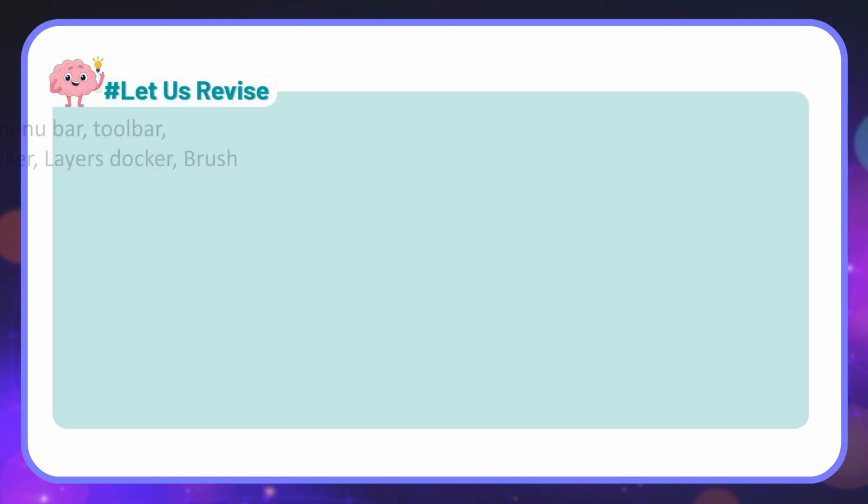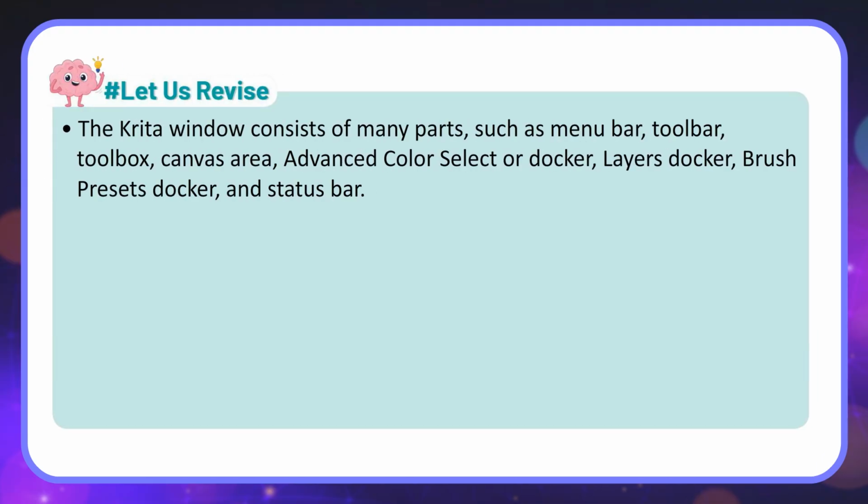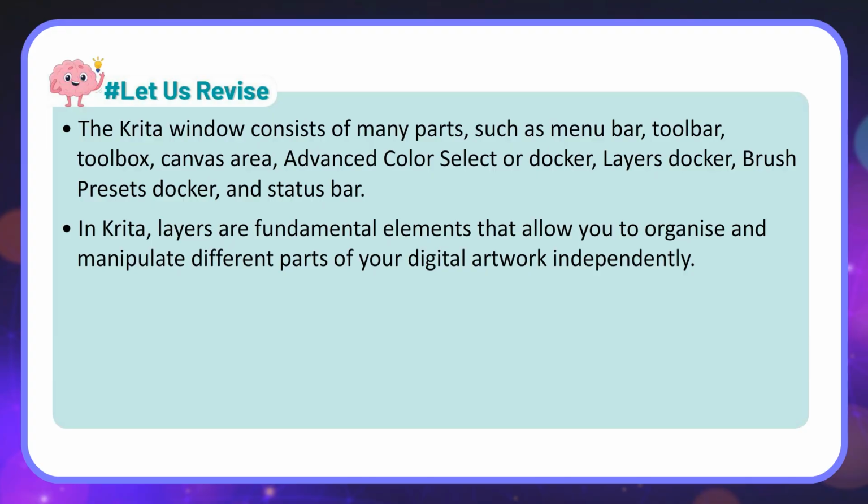Let us revise. The Krita window consists of many parts, such as menu bar, toolbar, toolbox, canvas area, advanced color selector docker, layers docker, brush presets docker, and status bar. In Krita, layers are fundamental elements that allow you to organize and manipulate different parts of your digital artwork independently.